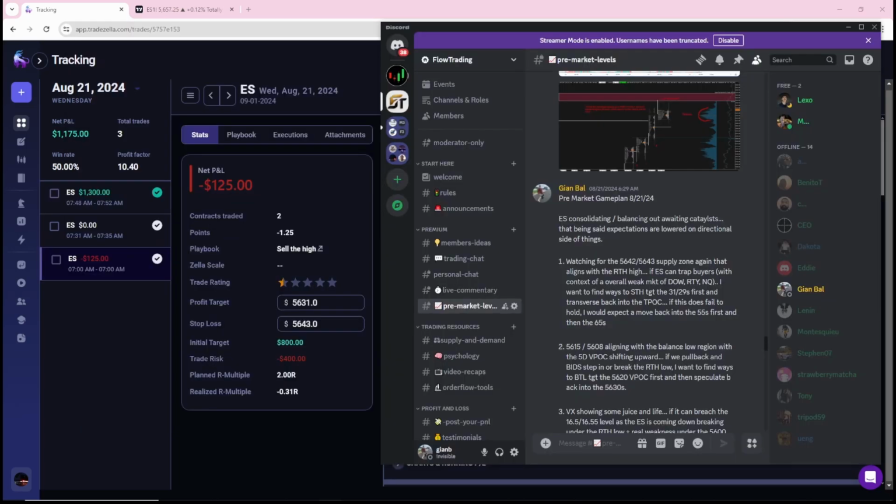Like I mentioned previously, what you're going to notice behind these setups is the repeatability of this system and edge that I have. And again, like I said, Wednesday, August 21st, I was watching for the 5642 to 5643 supply zone again, and I was able to make some money using the same context. If anything, better confirmation for today because I had more context developing and going over those trades.